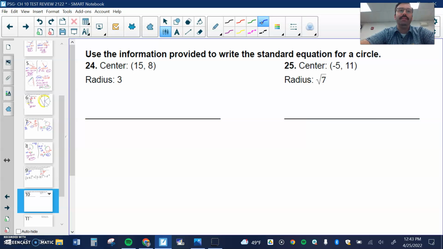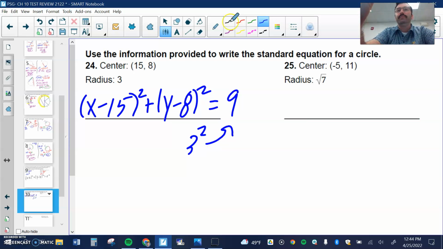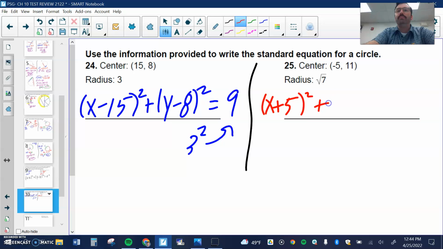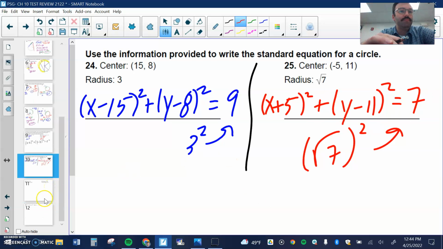Use the information to write the equation. It's going to be the opposite of my x value, so (x - 15)^2 + (y - 8)^2 = 3^2, so 9. Same idea for the second one, but a little bit different: (x + 5)^2 + (y - 11)^2 = root 7 squared, which is just 7. A little bit different with that one.